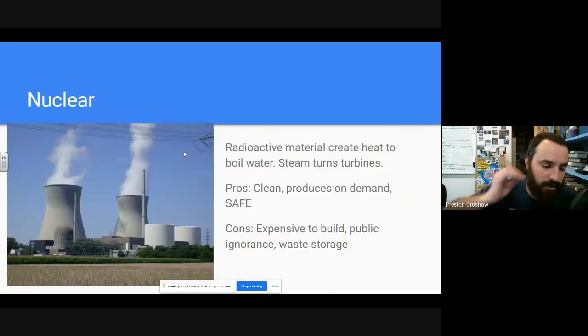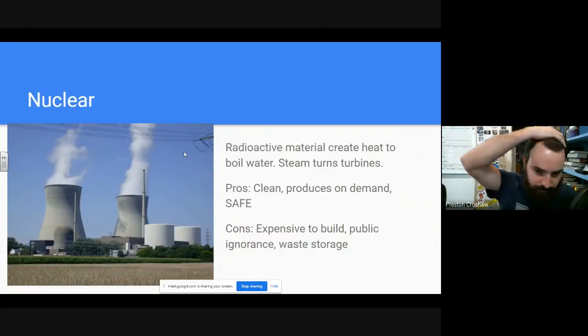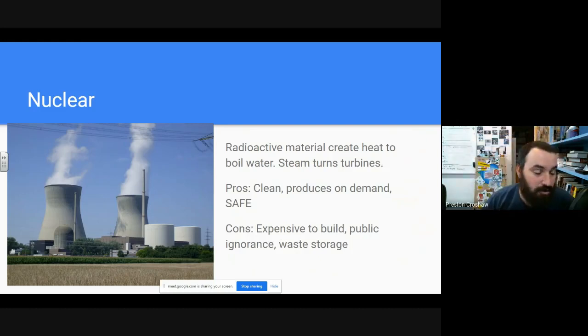All right. Nuclear. Nuclear energy. Radioactive material creates heat. There we go. And produces steam. Same process, just using heat from nuclear reactions as opposed to burning chemicals like natural gas and coal. It is clean and can produce on demand, and it's safe. So it doesn't produce any carbon dioxide. It doesn't produce any pollutants that go into the air, like soot and so forth, that can make us cough.